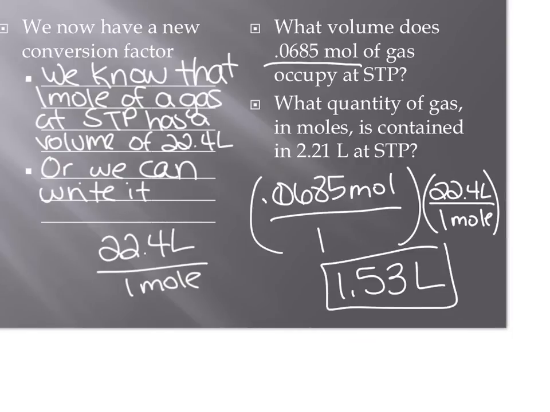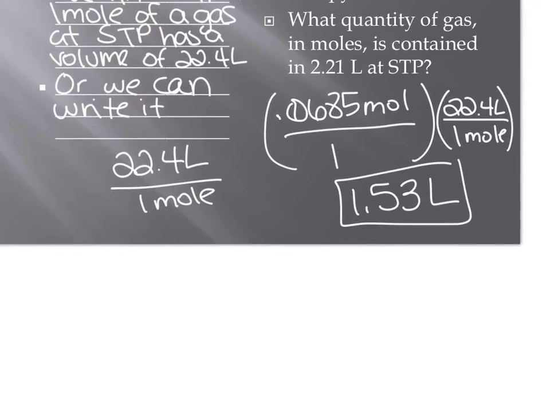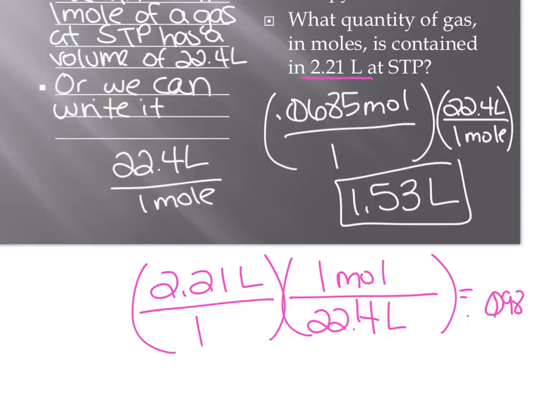How about the next one? It says, what quantity of a gas in moles is contained in 2.21 liters at STP? It's the same thing backwards. Remember, this is a conversion factor, so it doesn't matter how you write it. So I'm going to take what I'm given and put it over 1. I want my answer in moles. Well, I know that 1 mole has a volume of 22.4 liters. And what do you end up with? 0.0987 mole.